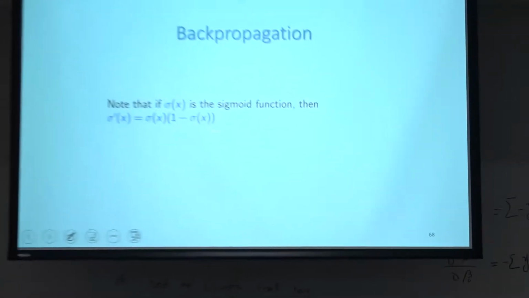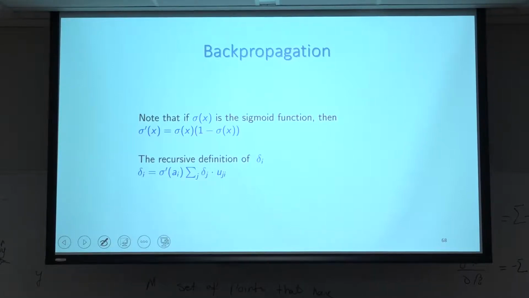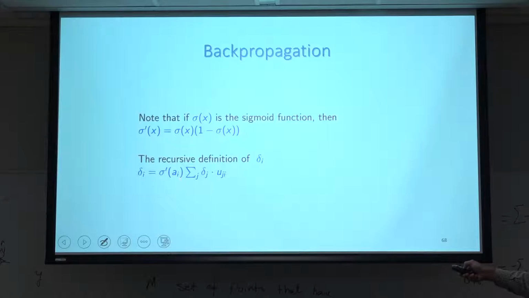This sigma, for example, is a sigmoid function. Then the derivative has this form, usually a closed form. And that was the formula that we had here. Note that you can take this out of the summation because it has no index of J. Delta I is basically sigma prime AI times this quantity, and that's what we have here. So this is the recursive definition of delta I.